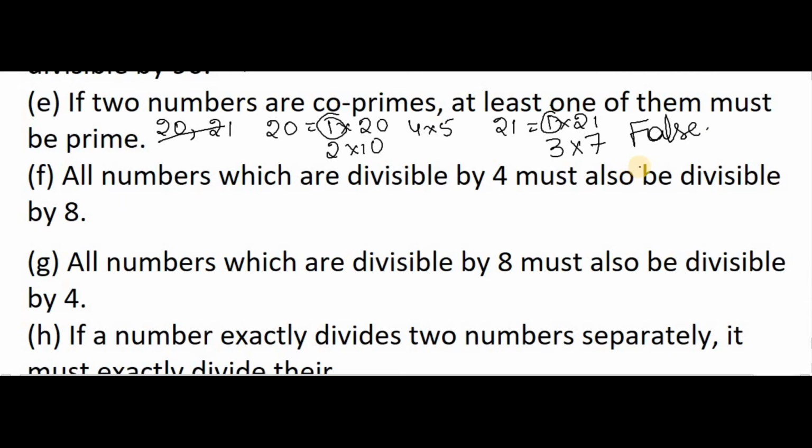Now moving on to the next question, students. All numbers which are divisible by 4 must also be divisible by 8. Actually, what is the divisibility rule of 4? The last two digits should be divisible by 4. And what is the divisibility rule of 8? Last three digits should be divisible by 8. Then the number is going to be divisible by 8. That is the rule we have learned.